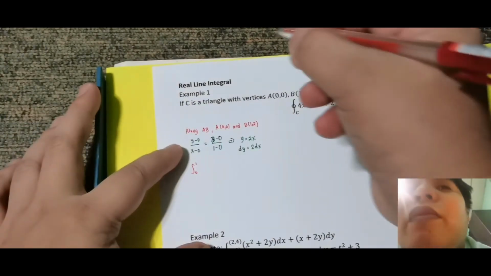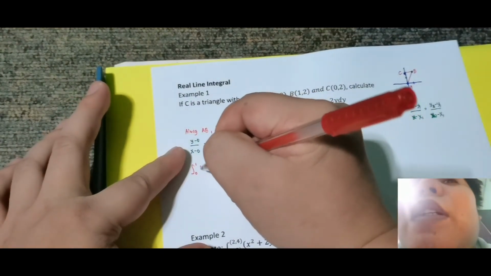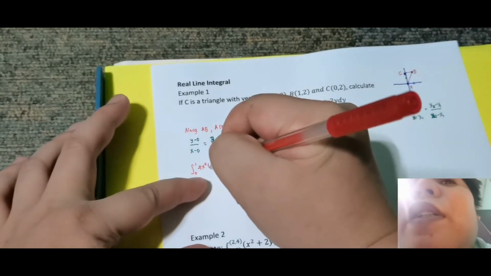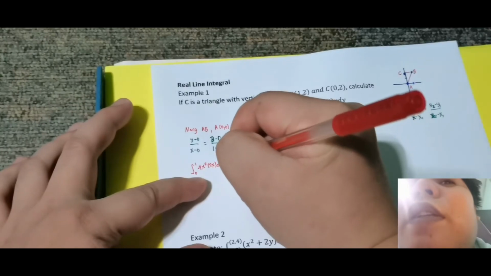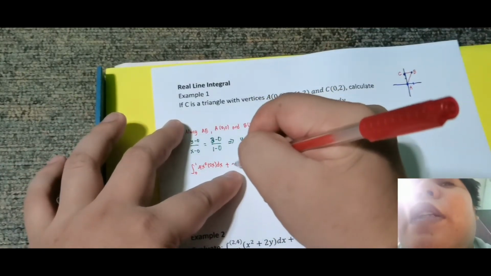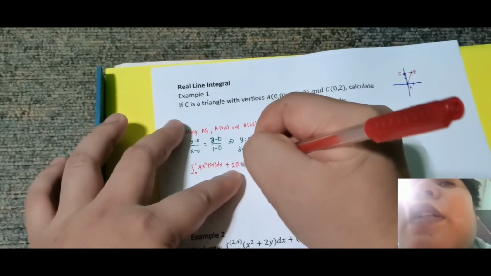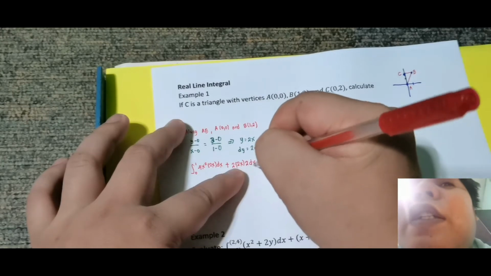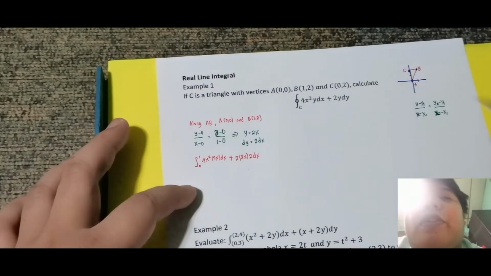Ngayon, yung 4x squared, mariretain yan. So, this is 4x squared. Then, yung y, papalitan ko ng 2x. Then, dx. Then, plus, this is 2 times 2x, kasi yung y, papalitan natin ng 2x. Then, yung dy, papalitan ng 2 dx. Okay, then, simplify natin further.